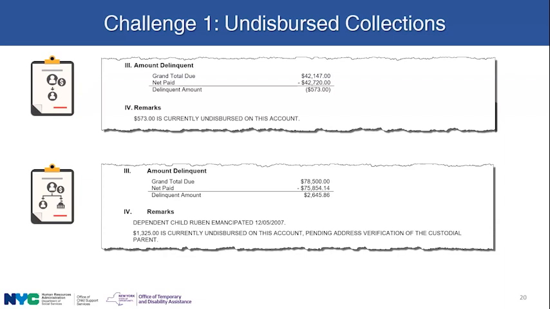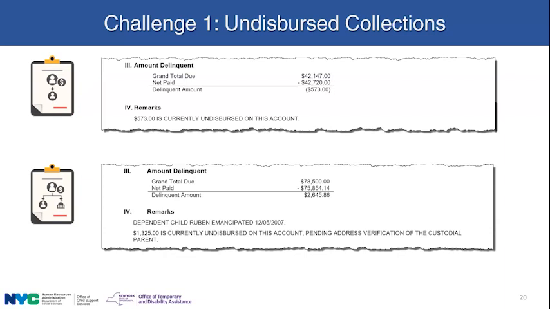The bottom statement shows an amount delinquent of roughly $2,000. If you look at the remarks section, it shows that even though there is an arrears balance, there is also currently $1,325 of undisbursed funds on this account. When we come across a situation like this, it's important, again, to read the remarks, because if there is an arrears balance with money undisbursed, that undisbursed money could be due to several factors.